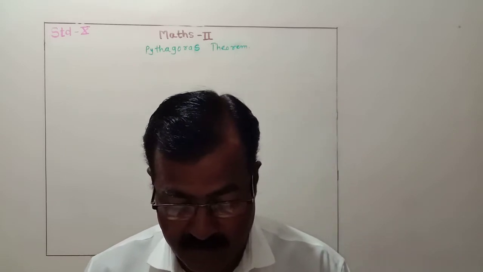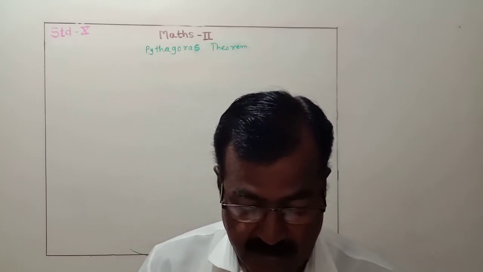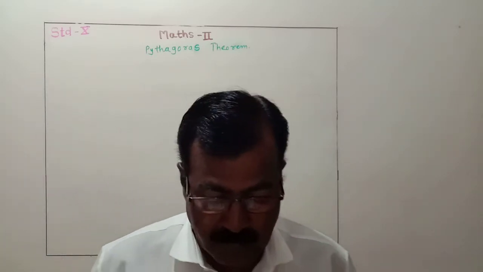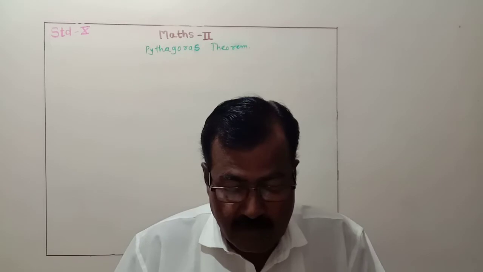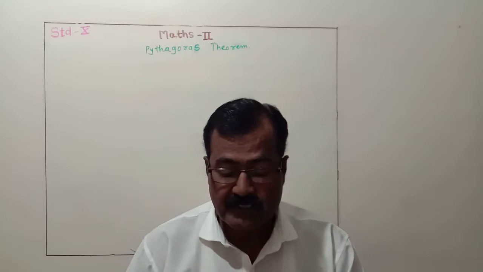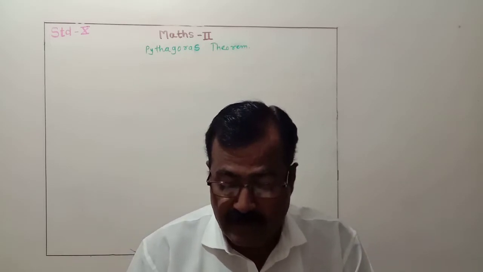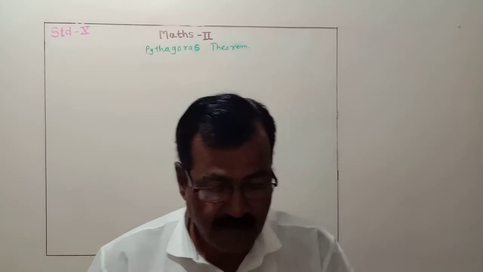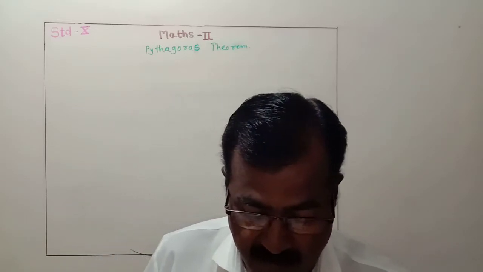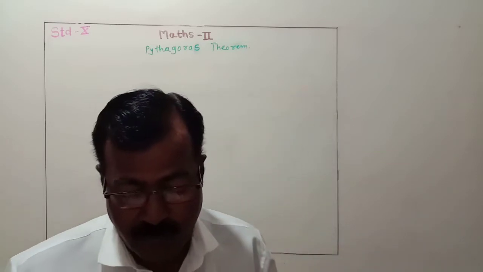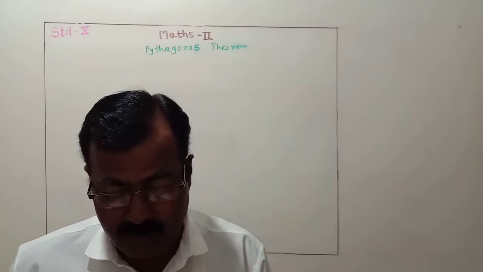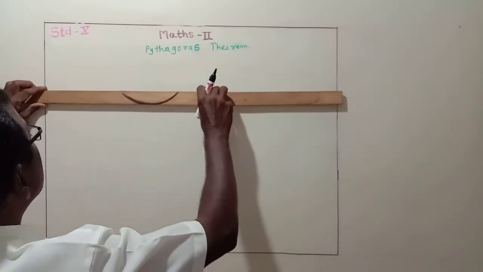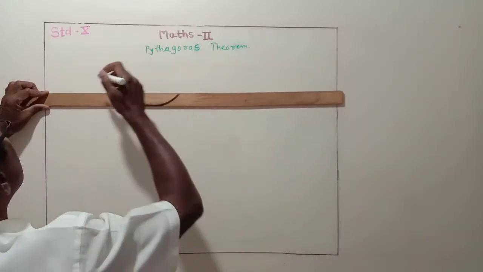In this period, we study about Pythagoras theorem. We know in a right angle triangle, the square of hypotenuse is equal to the sum of the squares of remaining two sides. Means in a right angle triangle, square of hypotenuse is equal to the sum of the square of remaining two sides. This is the theorem.